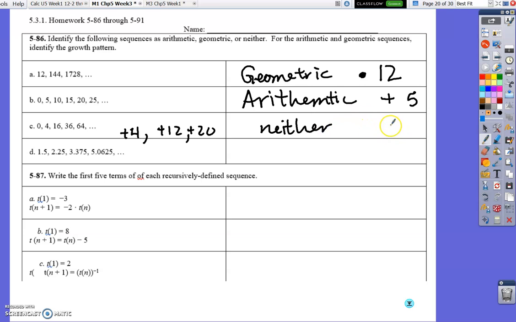I know all those decimals. You're going to have to figure it out. You can figure it out. 87, there's 2 of them there. Sorry about that. Write the first 5 terms of each recursively defined function.